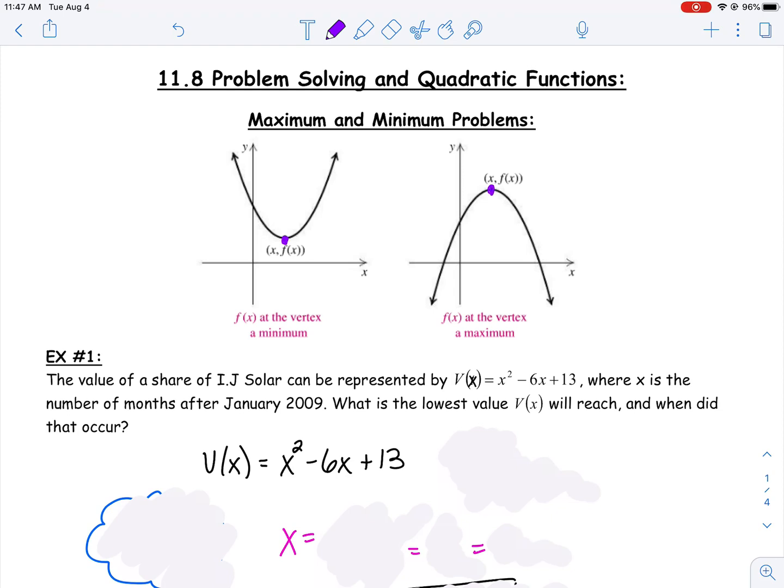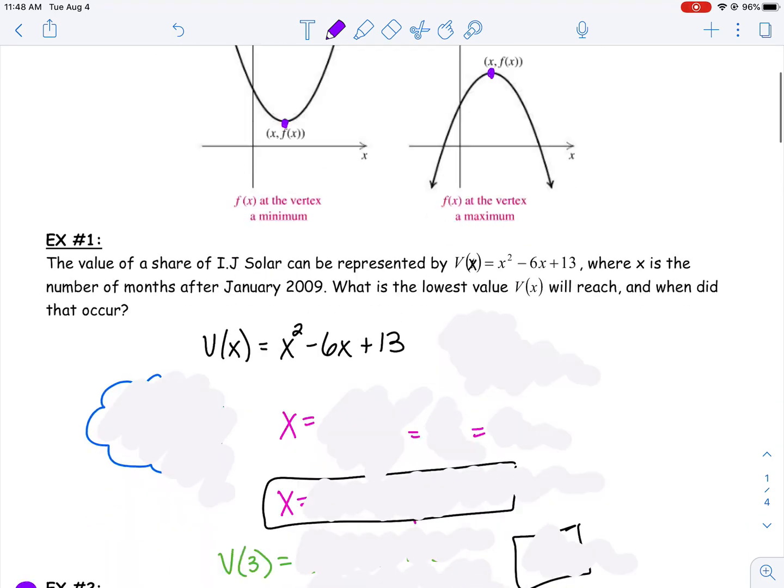And we know that that minimum value, or the maximum value, is really just the vertex of our parabola. So if we're given a problem and we're asked to find the maximum or minimum, the highest or the lowest, if we can find out where that vertex is, then that's going to be our minimum or our maximum value. Let me show you an example.